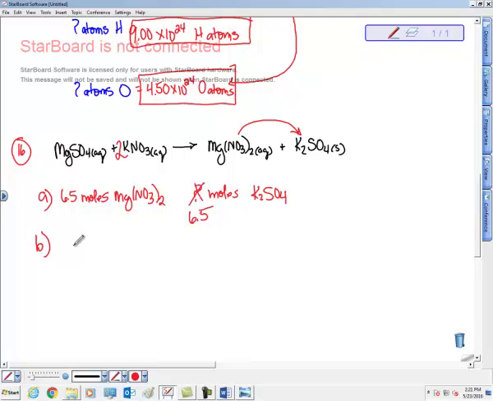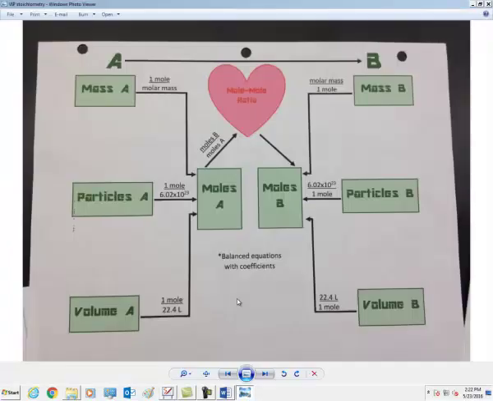Alright, let's do part B. If I have 14.6 grams KNO3, how many formula units of MgSO4 do I need? Alright, so you're starting with mass of KNO3, and they want you to go to formula units of MgSO4. So looking at this guy, they're starting you with mass of A, and they want you to end in formula units. That would be your particles of B. So you need to do the whole thing here, okay?